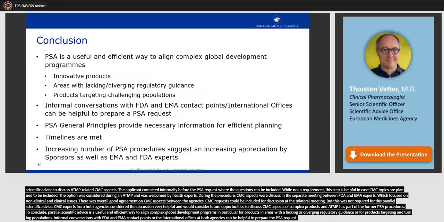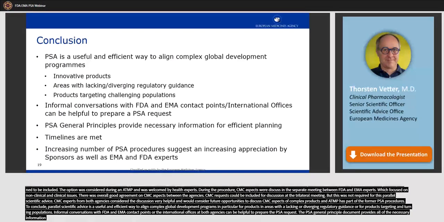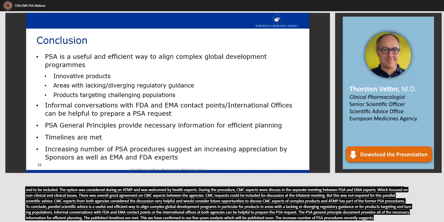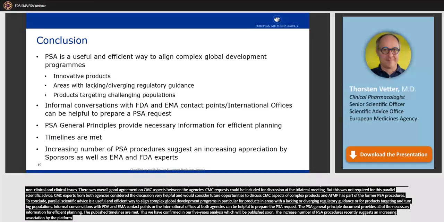The PSA General Principle document provides all the necessary information for efficient planning. The published timelines are met. This we have confirmed in our 5 years analysis, which will be published soon. The increasing number of PSA procedures recently suggests an increasing appreciation of this platform by sponsors as well as EMA and FDA experts. With this, many thanks for your attention, and over to Sandra Cuda, who will explore some best practices for PSA.